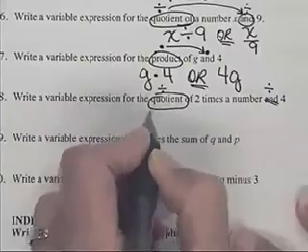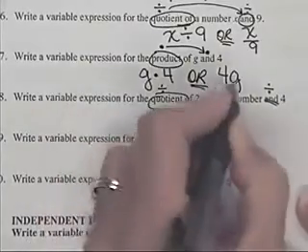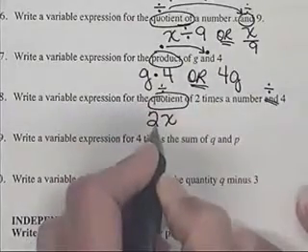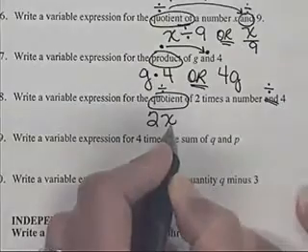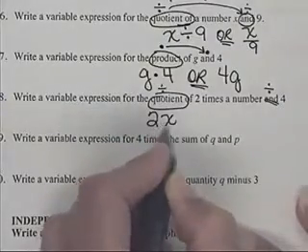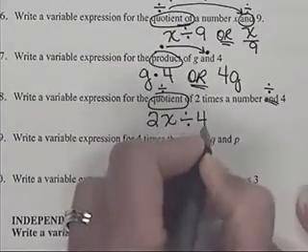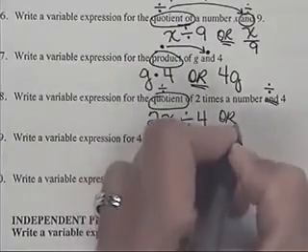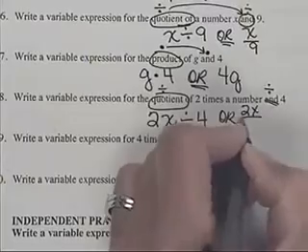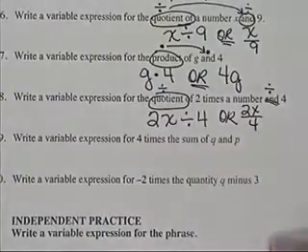2 times a number is going to be 2x. Just like we did up here, it's going to be the number 2 stuck to the letter x with no multiplication sign. That means 2 times x divided by 4. Or, as we said before, more often you're going to see it written as a fraction.